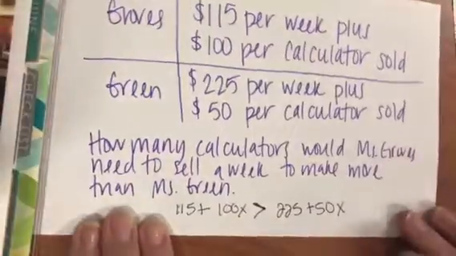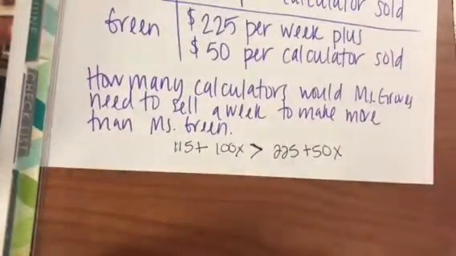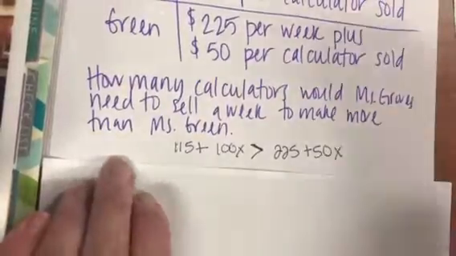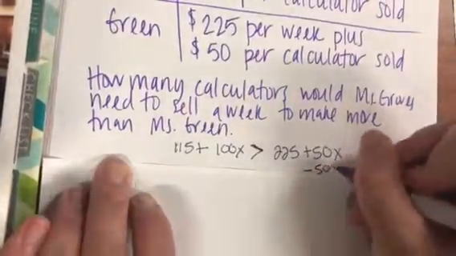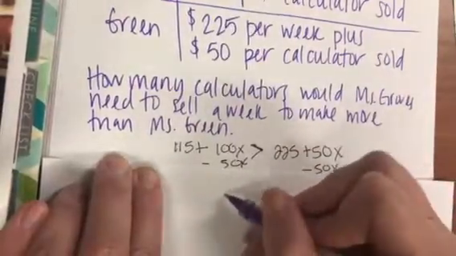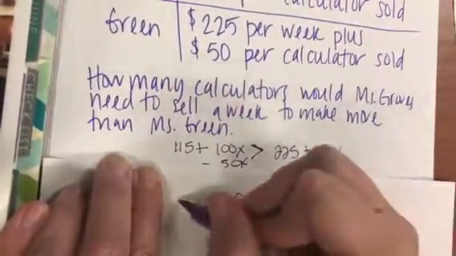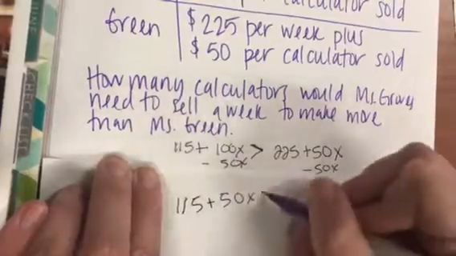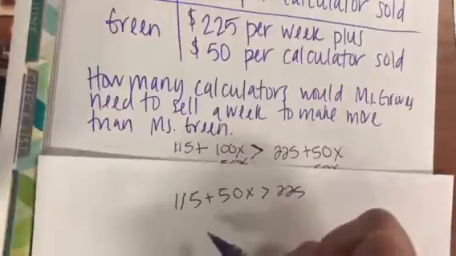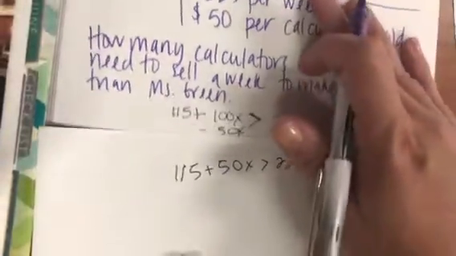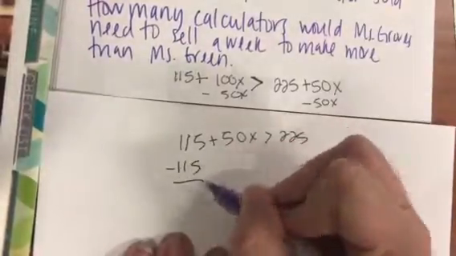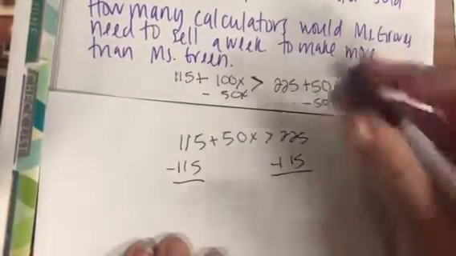Okay, here we go. Throw in another piece of paper. Now, first things first, eliminate the variable on one side. Minus 50x, minus 50x. I have 50x over here. Bring down my 115 plus 50x is greater than 225. Now I'm going to eliminate my constant. So minus 115, minus 115.